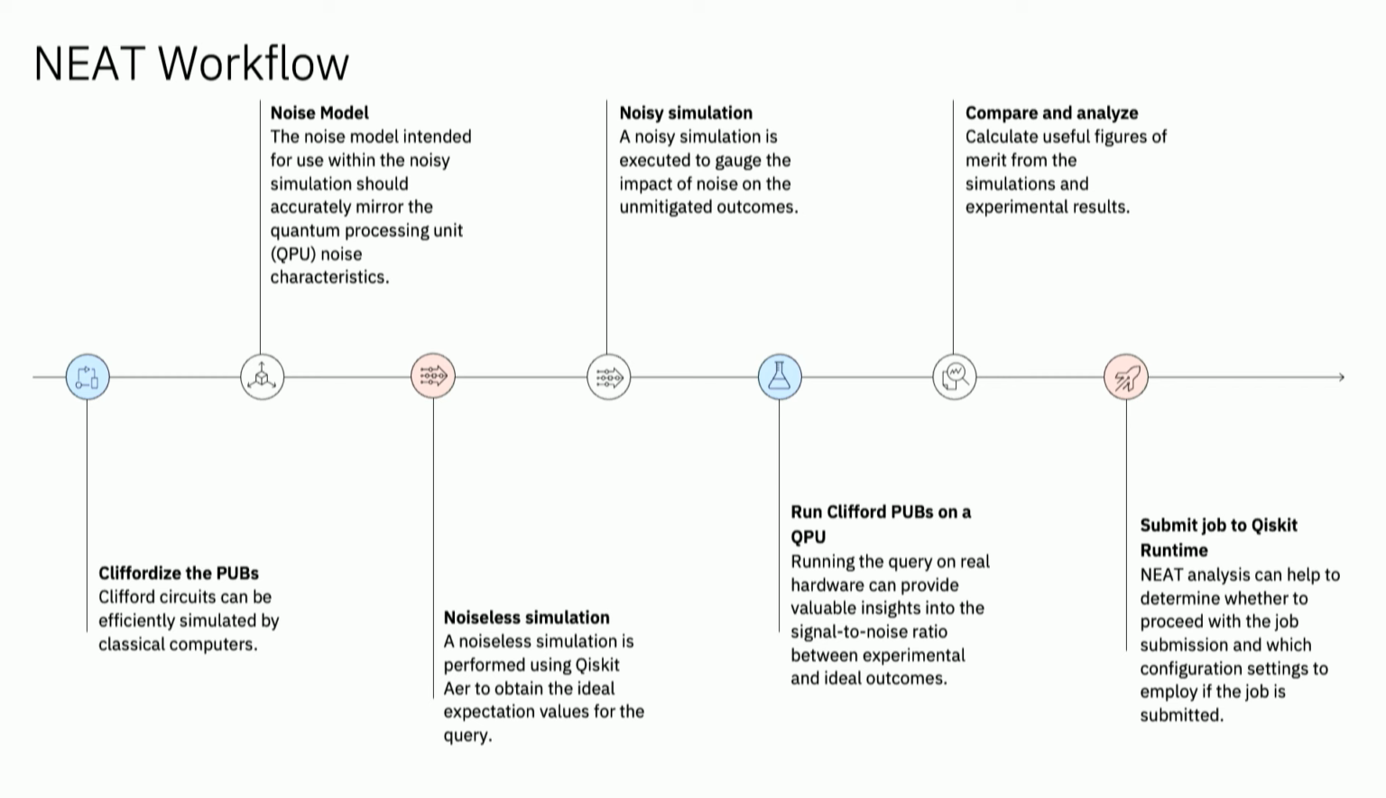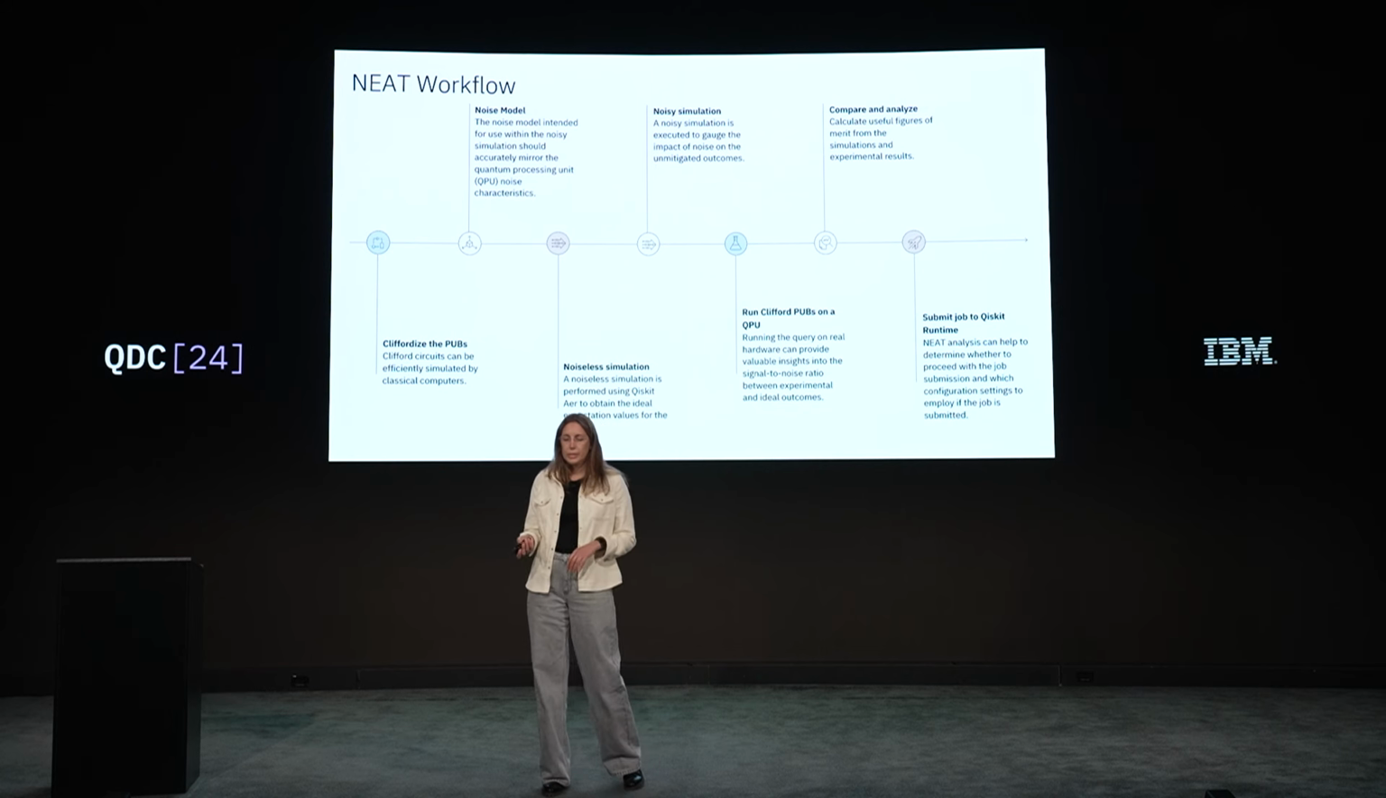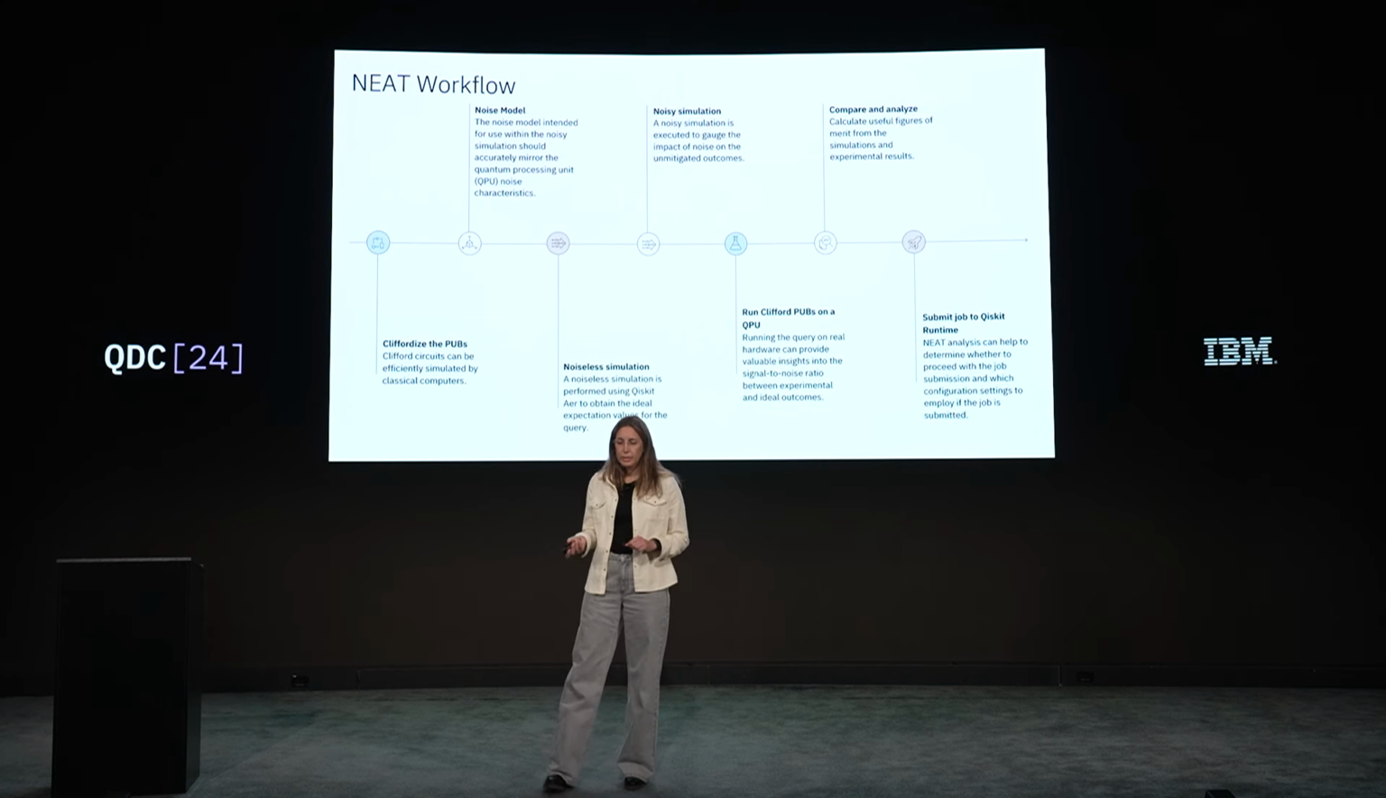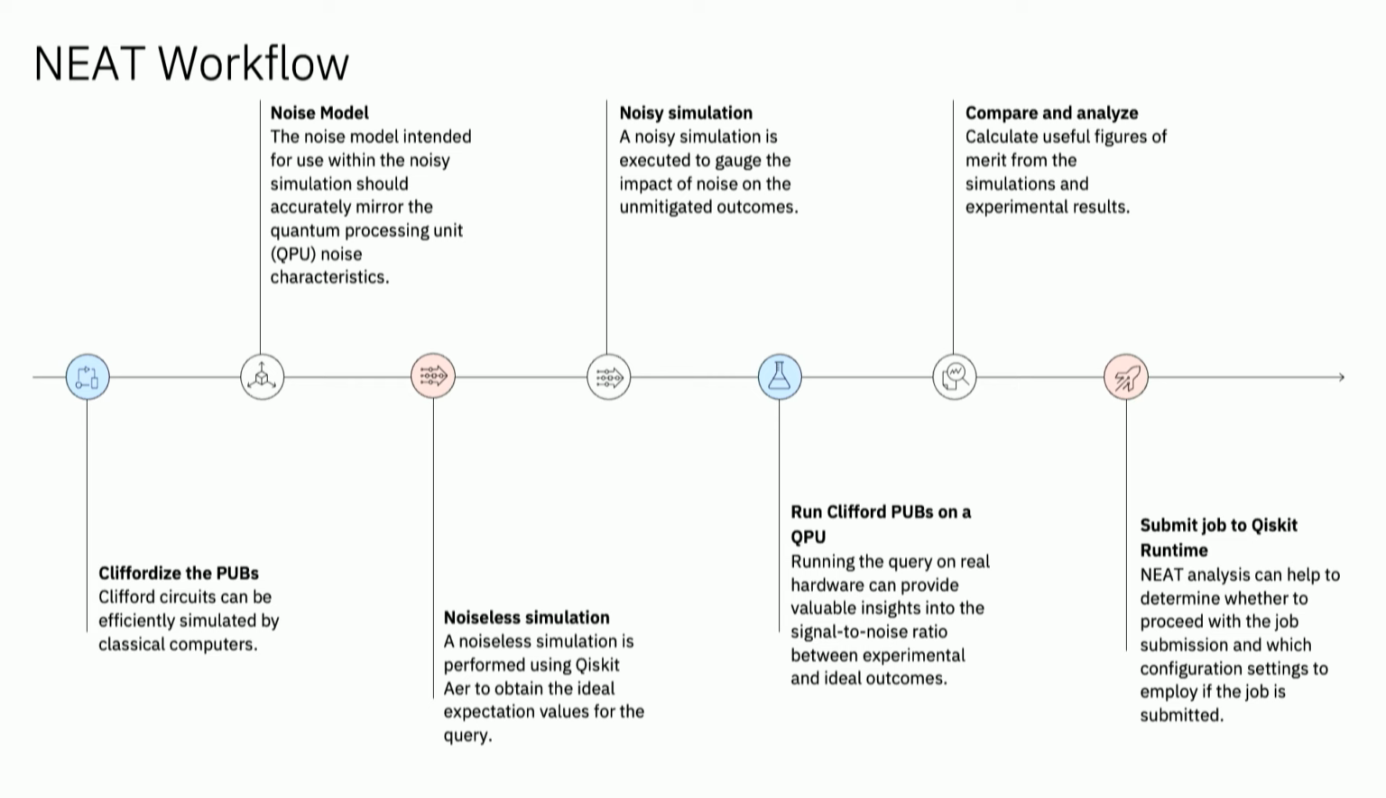And now that you have your Clifford pubs and your noise models, you can perform simulations, noiseless simulations, noisy simulations, and you can optionally run those Clifford pubs on a real QPU. So for instance, this will provide things like signal-to-noise ratio between the experimental results and the ideal outcomes. And finally, once you gather all your data, you can analyze it and compare it. And this is when you decide whether you want to submit your job to Qiskit Runtime or if you want to continue experimenting locally and changing settings.